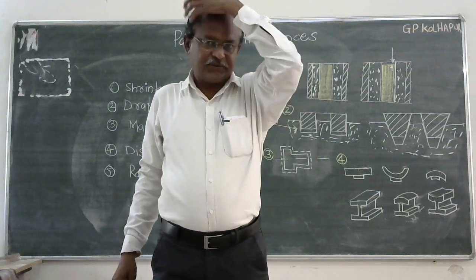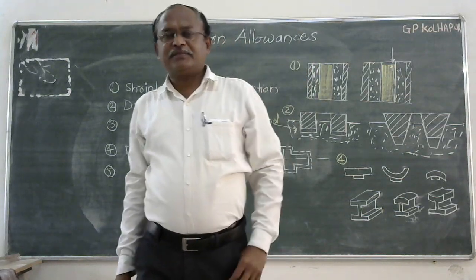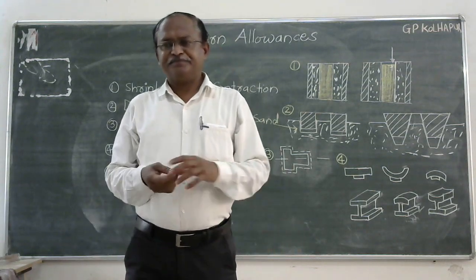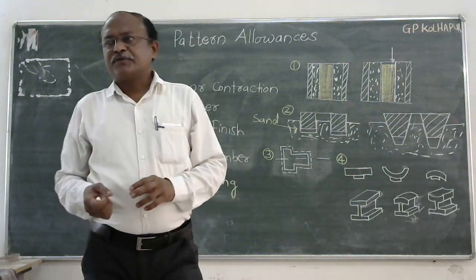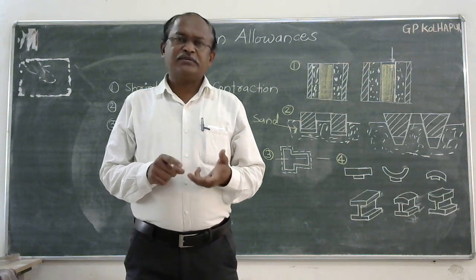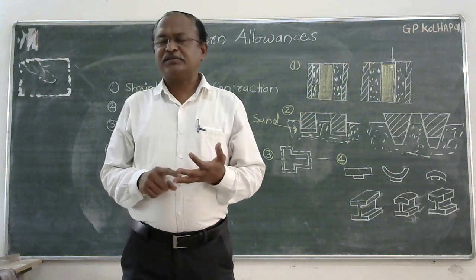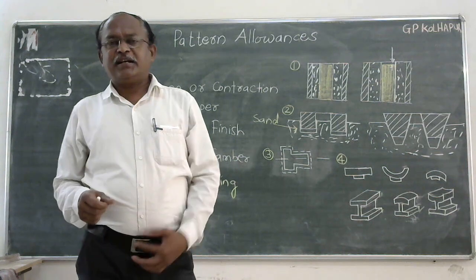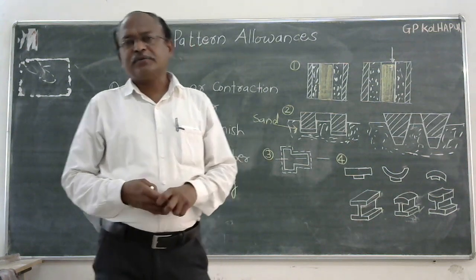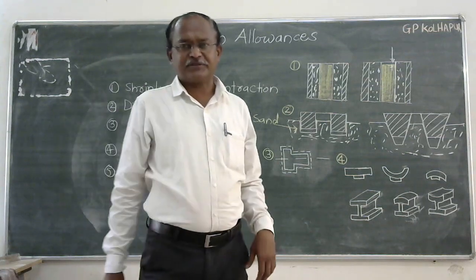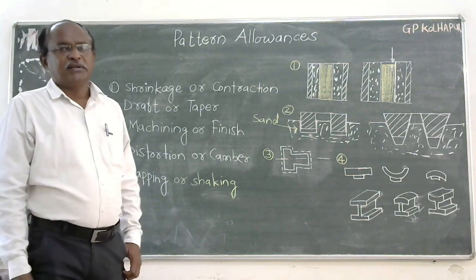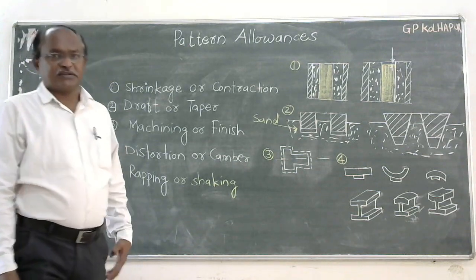Okay, so dear students, in the last lecture we had seen the various types of patterns. So, what are the various types of patterns? Single or solid piece pattern, multi piece patterns, loose piece patterns, split patterns, then gated patterns. These are the various types of patterns. So, in today's lecture, we are going to study about the pattern allowances.